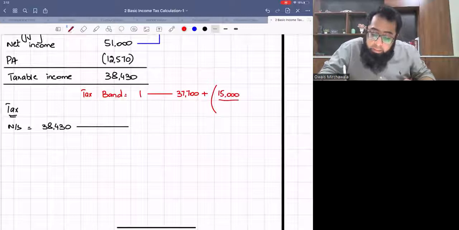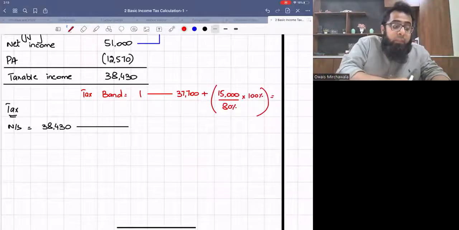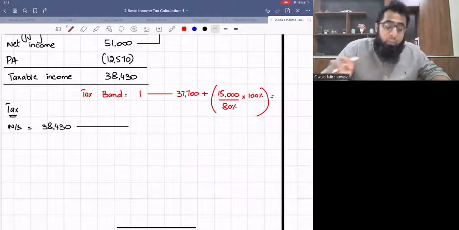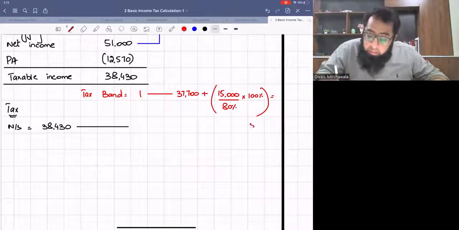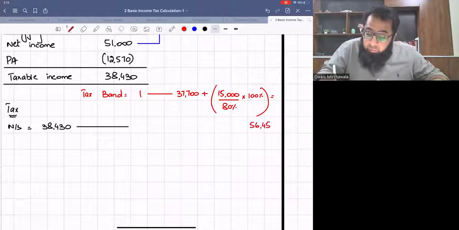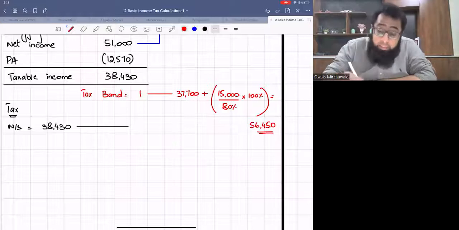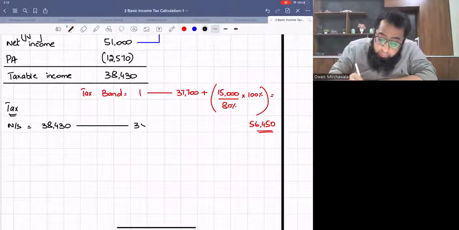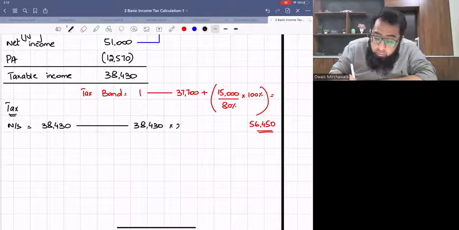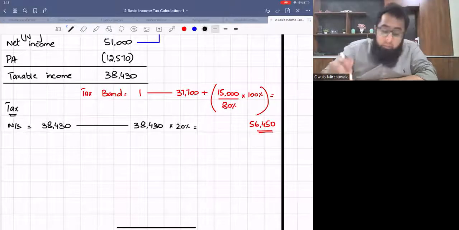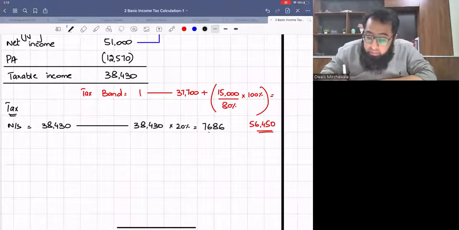15,000 divided by 80% multiplied by 100%. So 15,000 divided by 80 multiplied by 100 is 18,750, plus 37,700. So our basic rate band is now 56,450. Now, since the basic rate band is extended, a greater amount will be taxed in the basic rate band. This 38,430 total lies in the basic rate band, so it will be taxed at 20%, which gives us the value of 7,686.